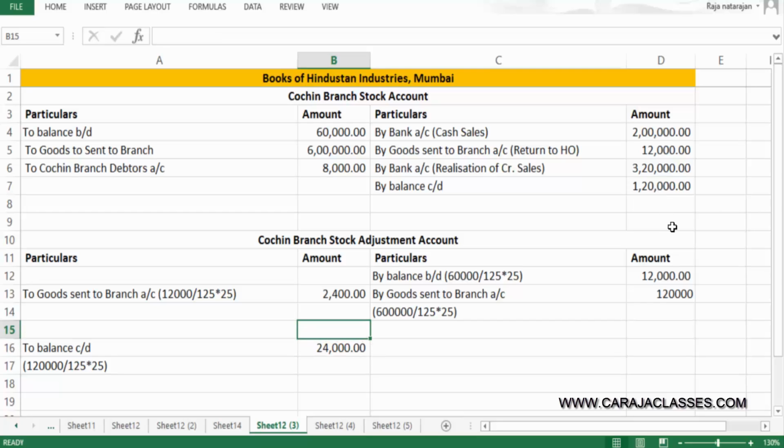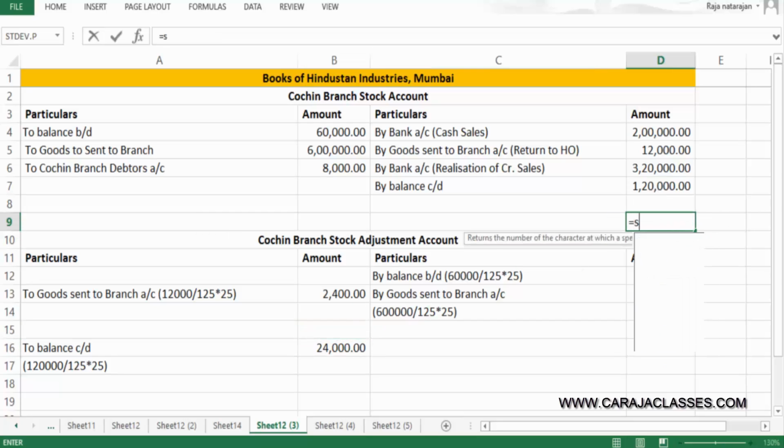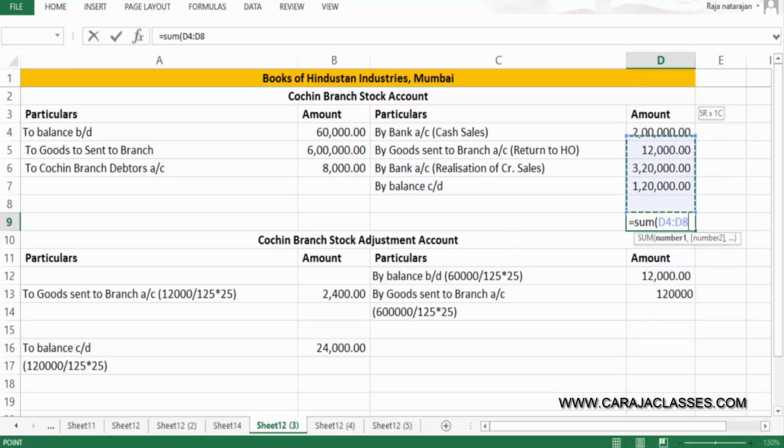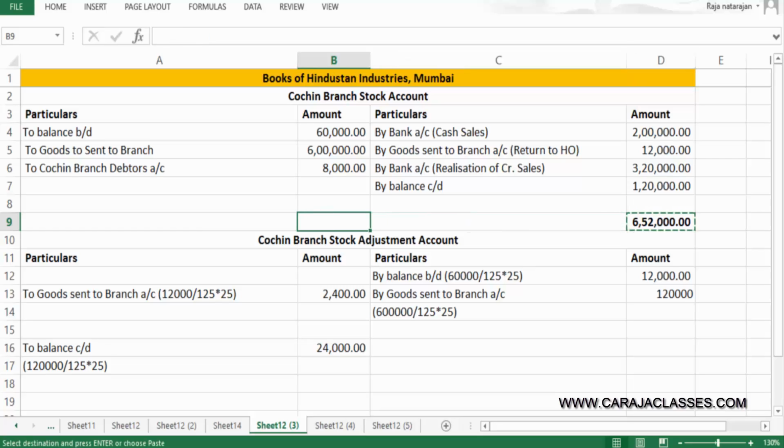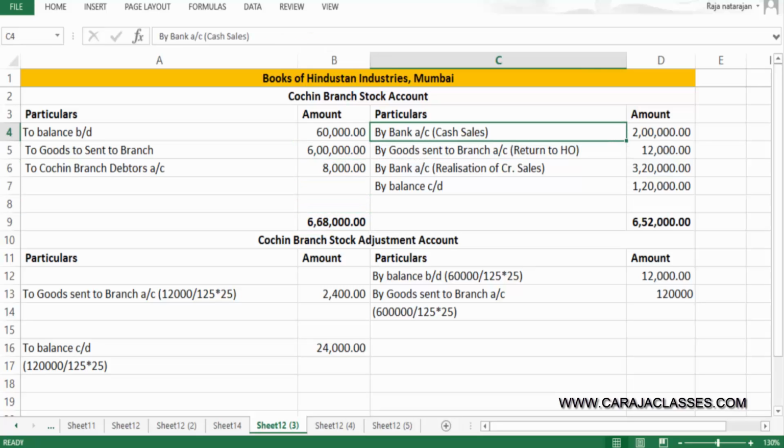Now let's do the totaling and see whether there's profit or loss. If I total the credit side, total is 652,000, whereas on the debit side it is 668. So I have to check whether I am missing any other item. Probably look here, we have captured the cash sales, but I think we have missed one item. Probably it was a little clerical error.